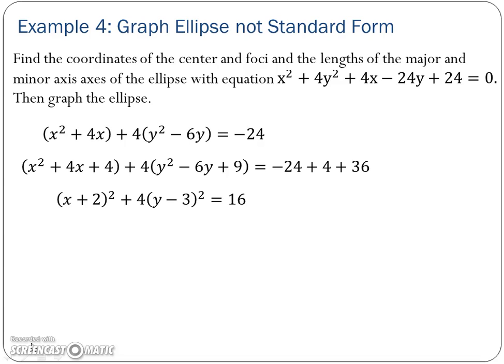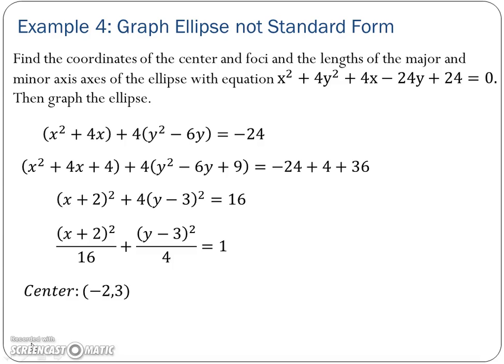Since we want it equal to 1, we're going to then divide by 16, so we get the quantity x plus 2 squared over 16, plus, and then the 4 divided by 16 becomes 1/4, so we got y minus 3 squared over 4. So our center is at (negative 2, 3), and then our major axis is 4, and it's horizontal, and our minor axis is 2.